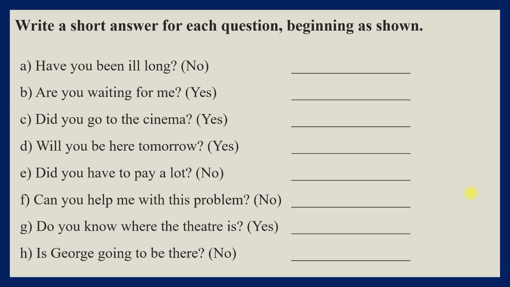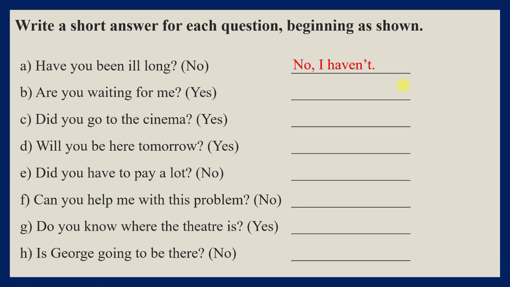So, have you been ill long? The auxiliary verb we have here is have. So this is a present perfect. You don't have to use have. It depends. Your options are have or has. You just need to maintain the tense of the question. No, I haven't. Or you could say, for example, no, I haven't, but she has. That is also a correct answer.